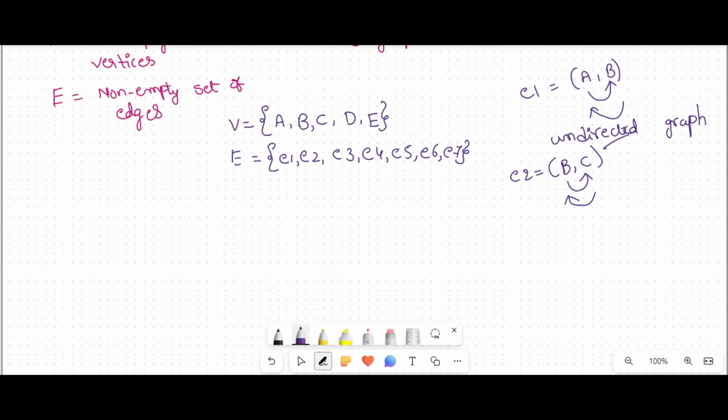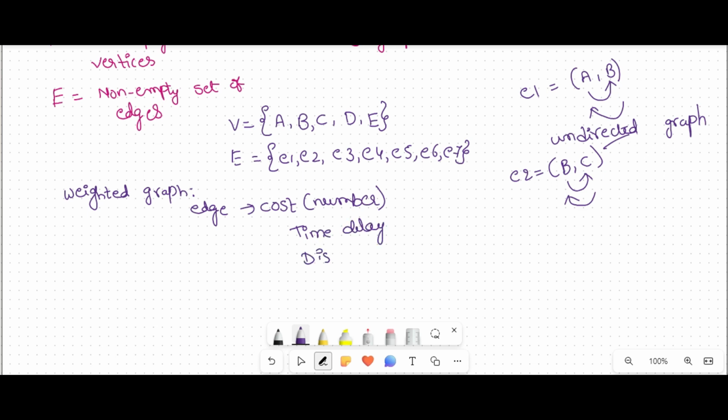Similarly, weighted graphs are also there. Weighted graph means that between the vertices we represent the edges, and for each edge we represent the cost. You may doubt why we should represent this. Cost is nothing but a number. Why should we write a number between the vertices? Here the cost may be time delay, time taken, or the distance traveled from one vertex to another vertex.